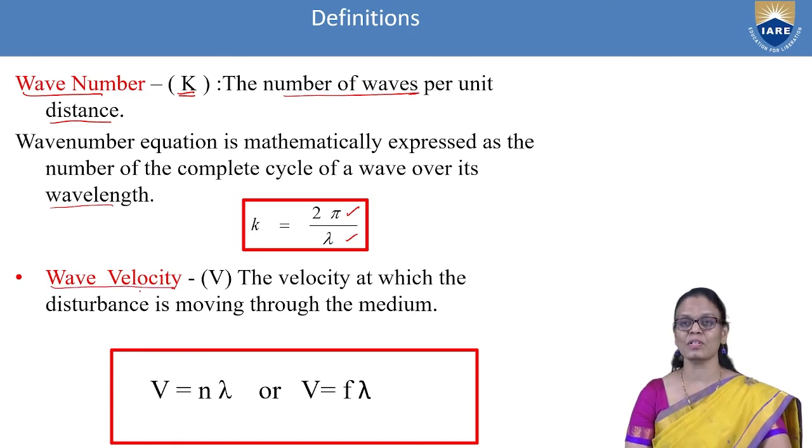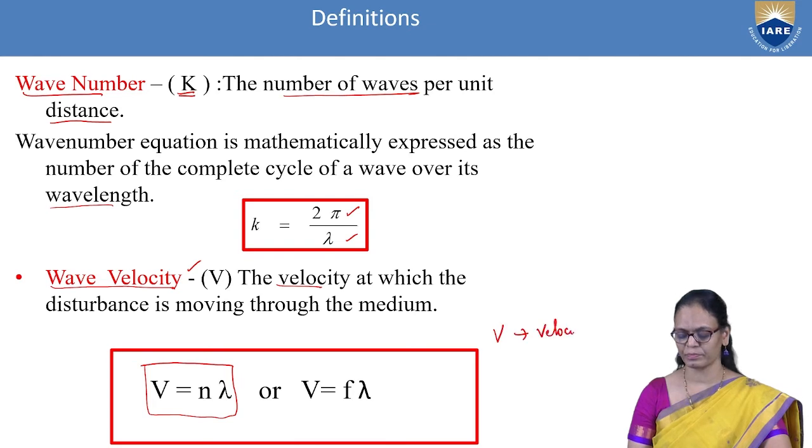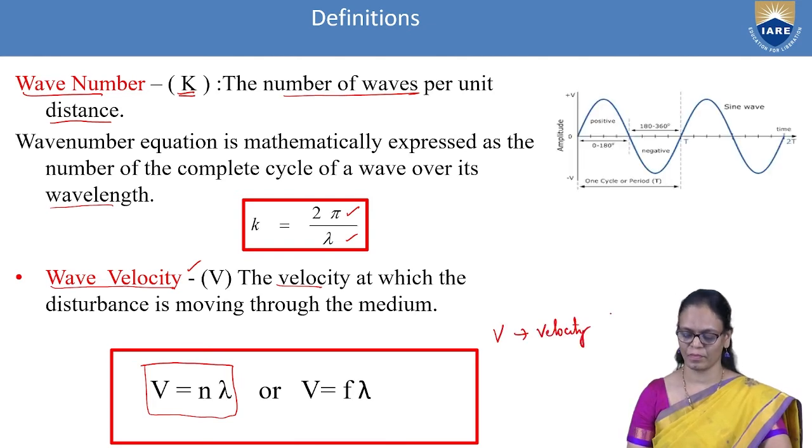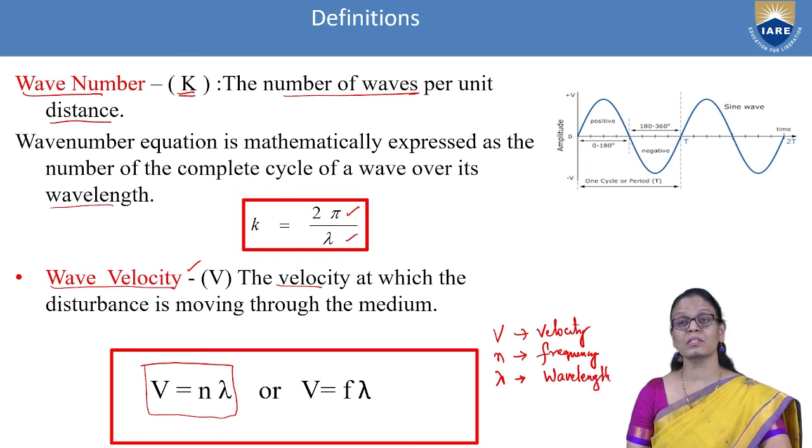And then what is wave velocity? The velocity at which the disturbance moves through the medium, or the wave moves through the medium, we call it wave velocity. And the wave velocity is given by v is equal to n lambda. A very, very important expression. V is equal to n lambda. V represents the velocity, n represents the frequency, and lambda is the wavelength. So we understand here how velocity, frequency and wavelength are related. V is equal to n lambda.